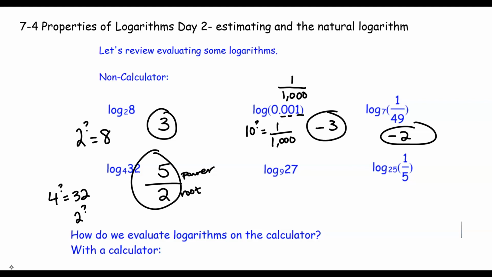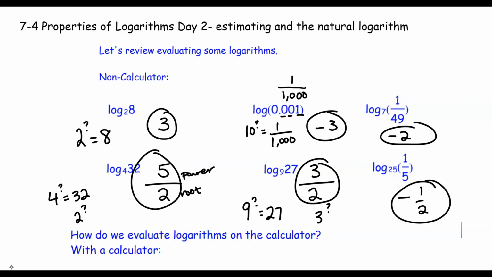Okay, same thing is going to be here with log base 9 of 27. 9 to what power gives me 27? I have to root the 9 first, and I can square root 9. When I square root 9, then I think 3 to what power is going to give me 27? That's 3 cubed, so 3/2 power. 25 to what power gives me 1/5? Well, a reciprocal had to occur to get from 25 to 1/5, so the answer is negative. And then I need to square root the 25, and a square root is a 1/2 power.